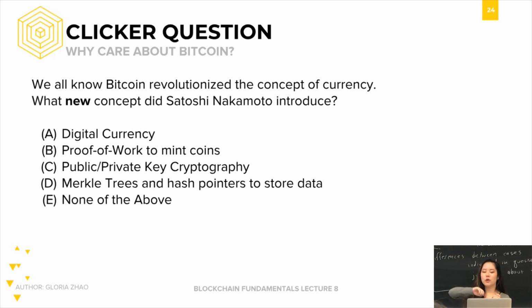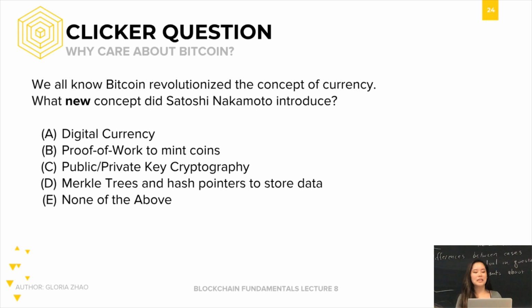And who thinks proof of work for minting coins was a new concept introduced by Satoshi Nakamoto? All right. So some people think it's new. Can anyone actually think of an example of another implementation of this before Bitcoin? Anyone think back to lecture 2? Yes. Hashcash, right? So Hashcash actually used a hash puzzle to mint new coins, and that was their way of limiting the supply of money that was made.